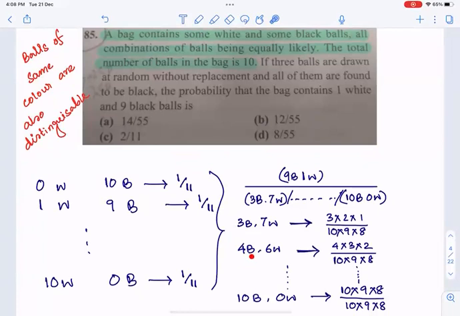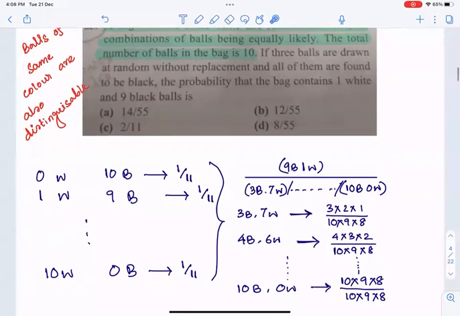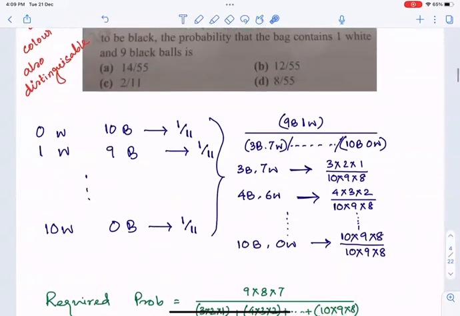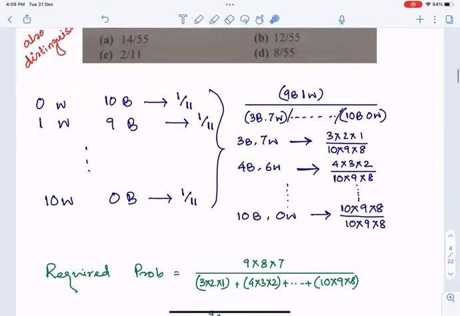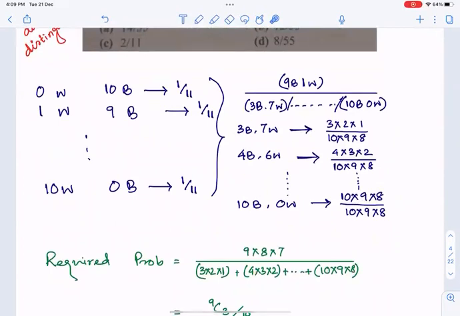Similarly, when there were 4 black and 6 white balls, 3 consecutive withdrawals being black is possible in 4 by 10, 3 by 9, 2 by 8 ways. So on, when there are 10 black balls and no white ball, it is obvious to happen, and hence the probability 1 can be written as 10 by 10, 9 by 9, 8 by 8. Instead of writing 1, I am writing it this way just to keep the symmetry. So our required probability is 9 into 8 into 7 by 10 into 9 into 8, divided by the sum of all these particular cases.